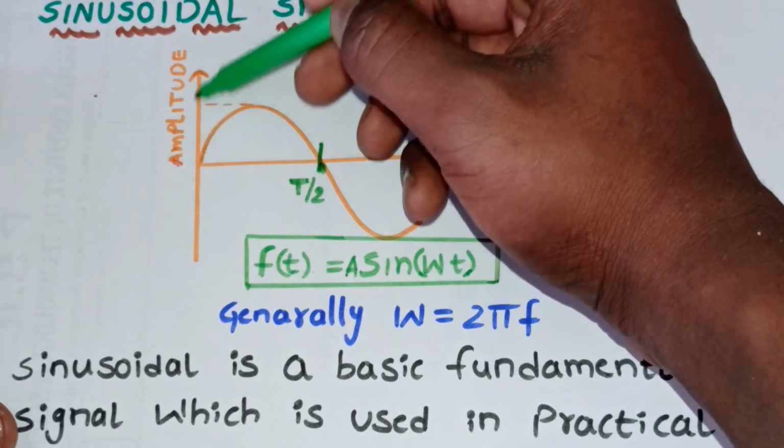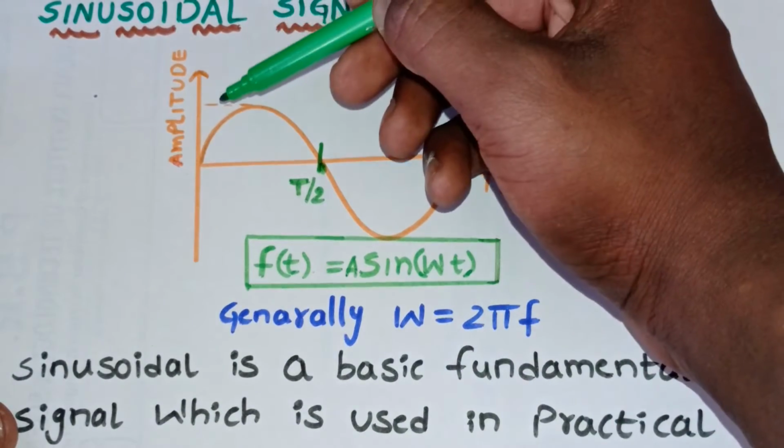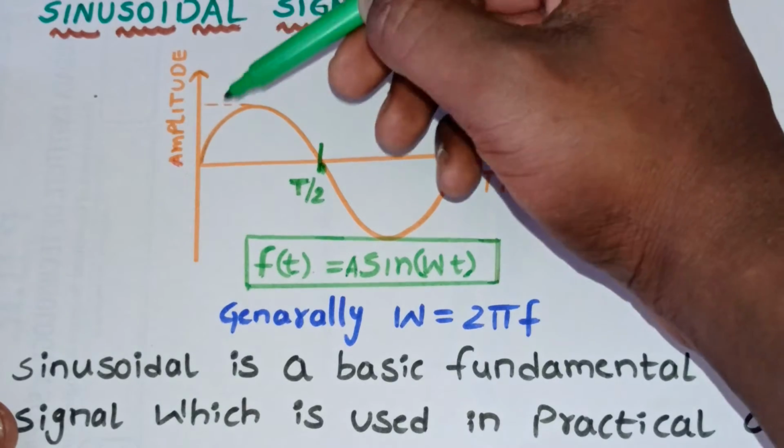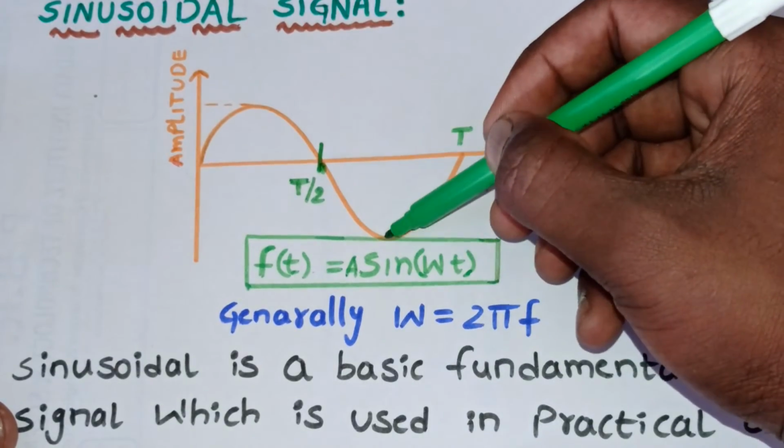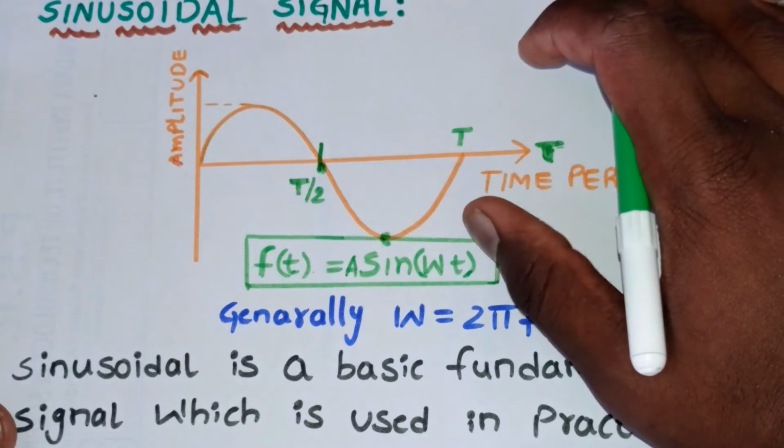Here is the amplitude of the sinusoidal signal. Amplitude is nothing but the peak value. This is the positive peak value and this is the negative peak value of the sinusoidal signal.